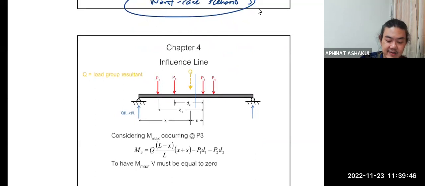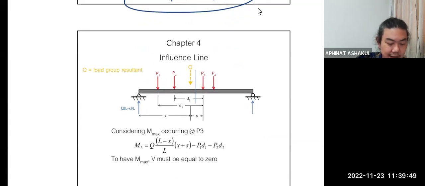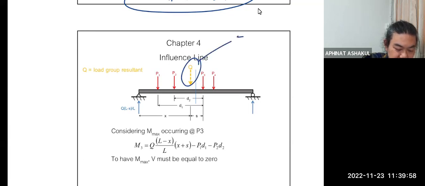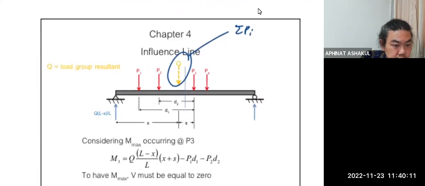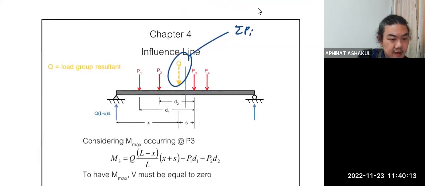Now I have a series of loads put on this beam. Now I can represent this load by the total load Q, the sum of the loads. Total load. Okay. All right. Let us assume that the maximum moment occurs underneath the P.